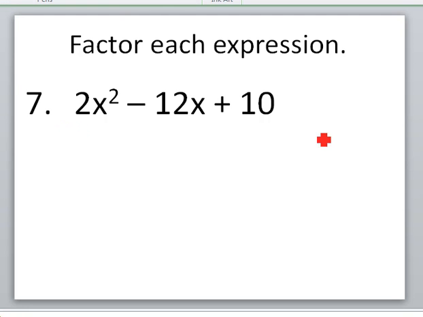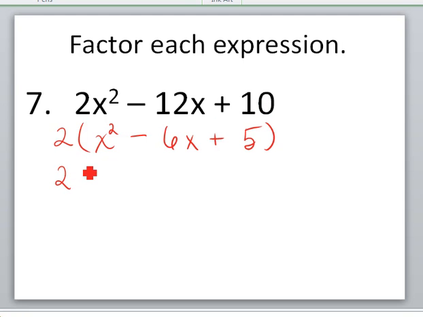We're always looking for a greatest common factor. This one has a greatest common factor, and the factor is 2. So we're going to take out a 2 out of each one of these. 2 times x squared is 2x squared. 2 times 6 is 12. 2 times 5 is 10.